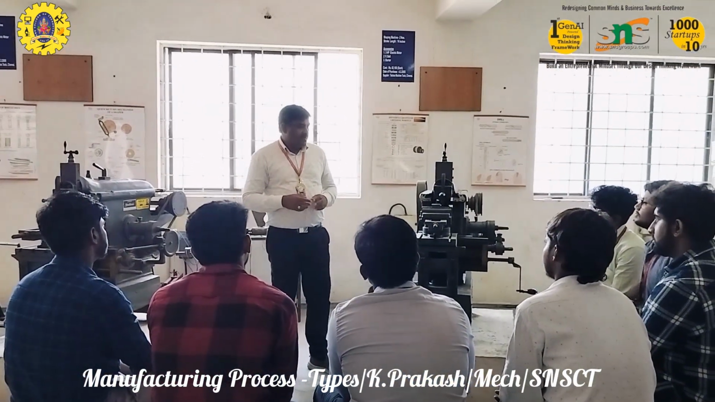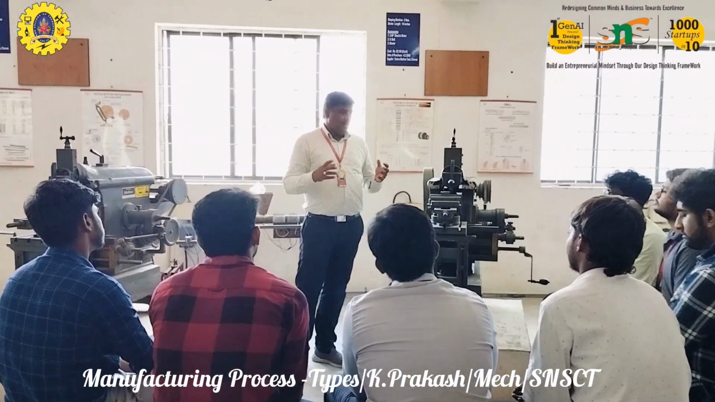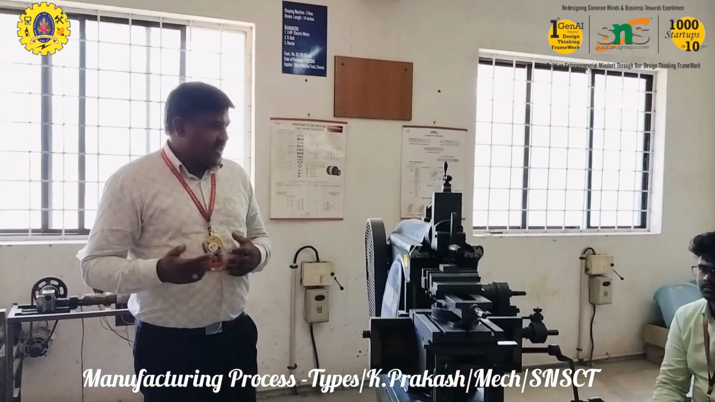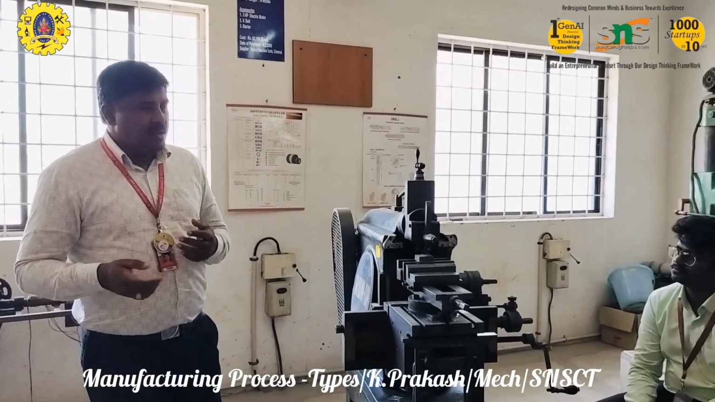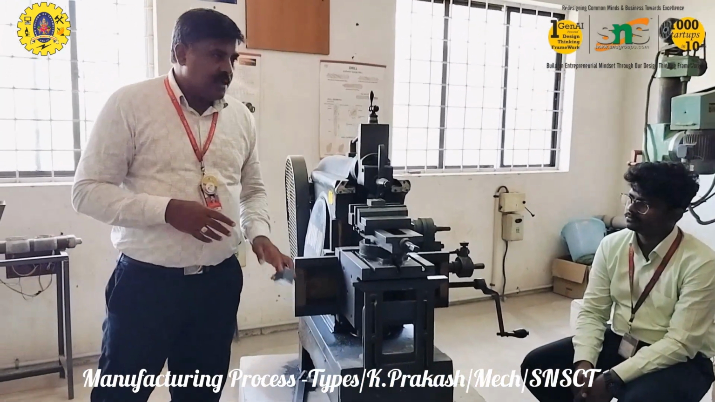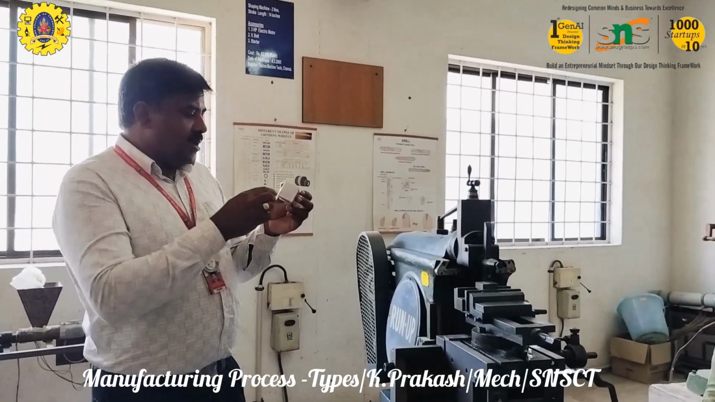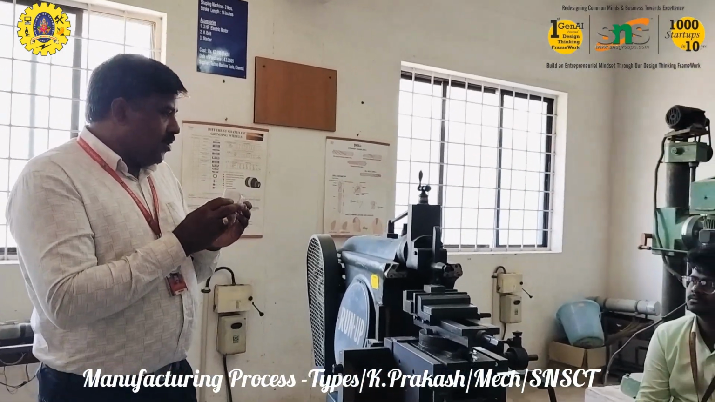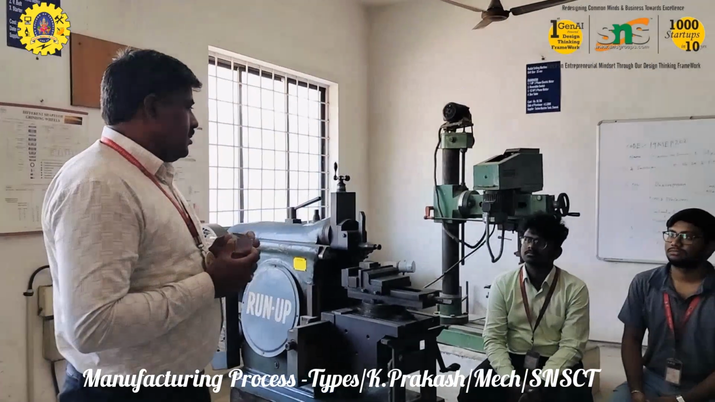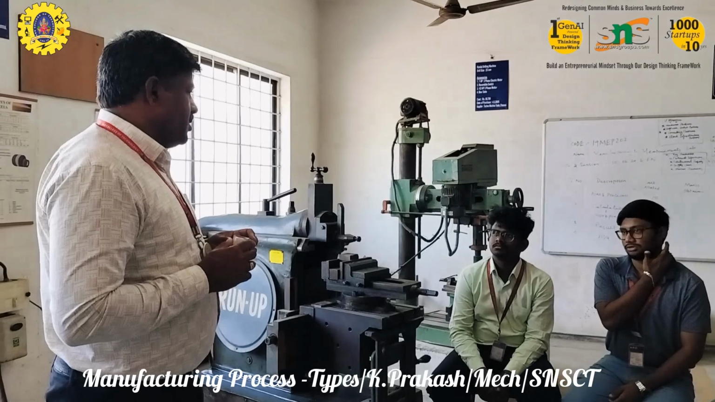Coming to the third one, we are going for welding. Two metals and two things can be joined. Steel tables and chairs are all made by the welding process. The same goes for sheet metal, where welding plays an important role. We can use soldering, brazing, and similar metal joining processes. These are some of the manufacturing processes available.